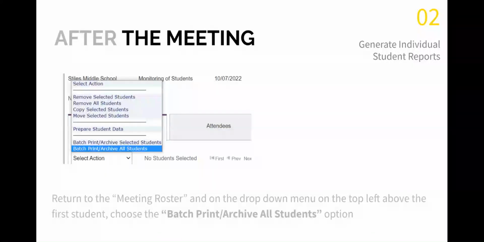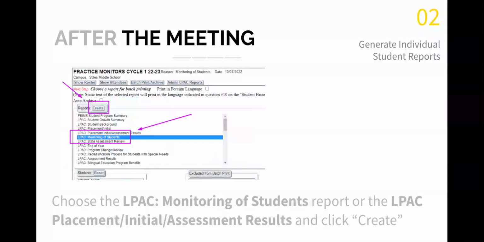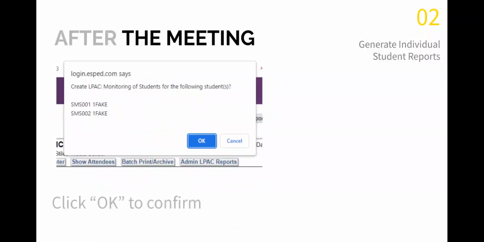Return to the meeting roster, and on the drop-down menu on the top left above the first student, choose the Batch Print Archive All Students option. Choose the LPAC Monitoring of Students report or the LPAC Placement Initial Assessment Results and click Create. Click OK to confirm if the information is correct.